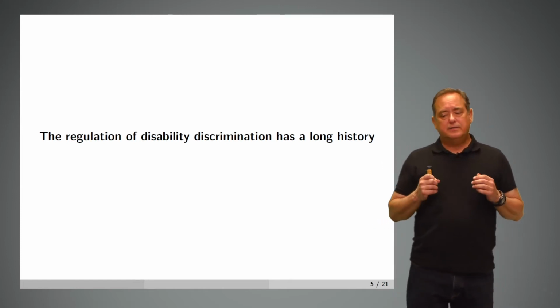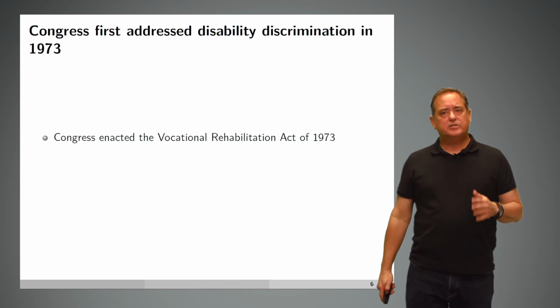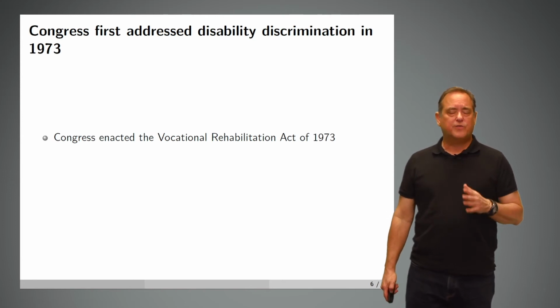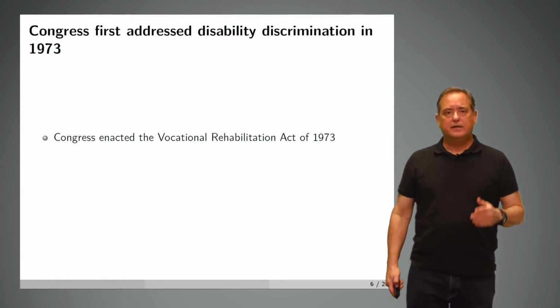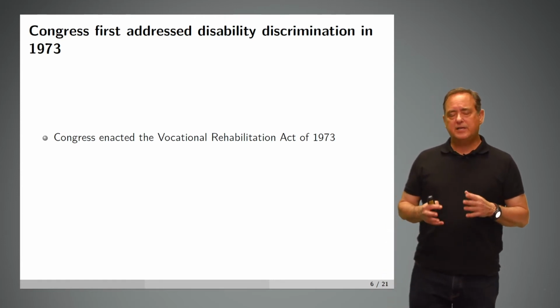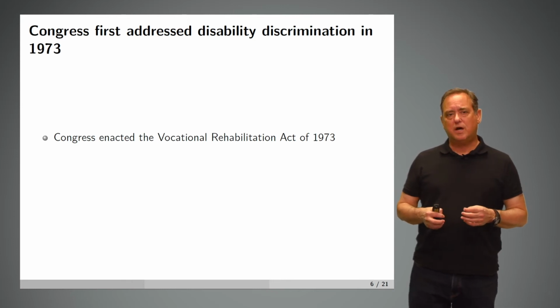Now, the regulation of disability discrimination actually has a long history. Congress first addressed this matter in 1973 with the Vocational Rehabilitation Act. Now, this Vocational Rehabilitation Act applied only to federal contractors.